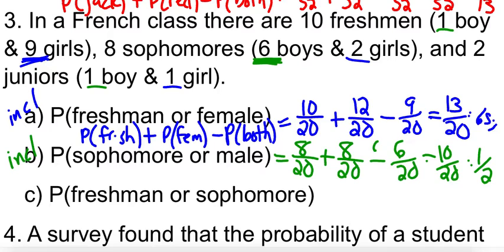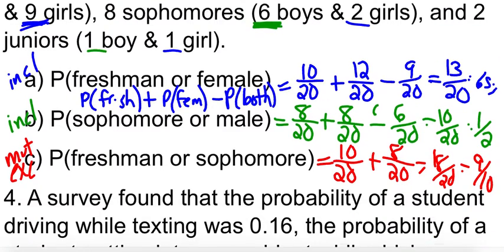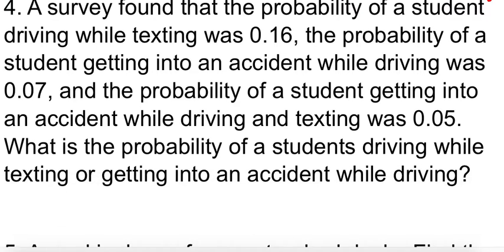All right, last one, number 3. We want to know the probability of being a freshman or a sophomore. So again, ask yourself, is there overlap? Can you be a freshman and sophomore at the same time? The answer is no. So this is a mutually exclusive event. So all we need to find is the probability of being a freshman, so 10 freshmen, plus the probability of being a sophomore, and there are 8 sophomores. So we have 18/20, which reduces to 9/10 or 90%. All right, so last one, we are almost done.